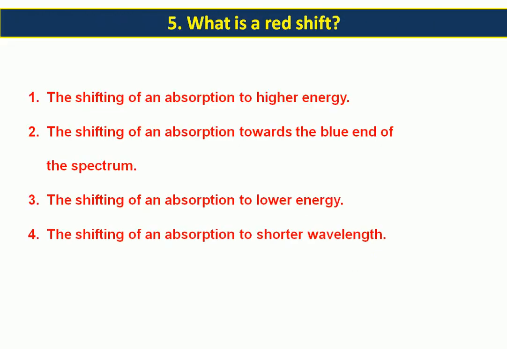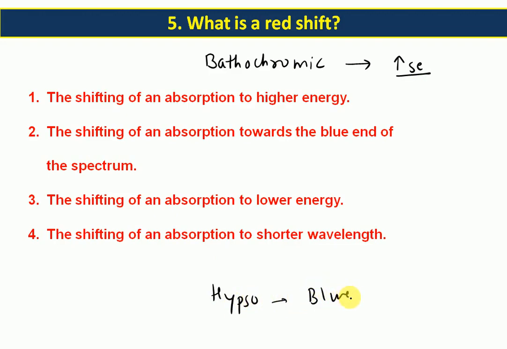Let us go to the question number 5. Question number 5 is, what is the redshift? And various options are given. Let me clear one thing here. Redshift is also called bathochromic shift, and it is absorption to longer wavelength, increase in wavelength, decrease in energy. Opposite to bathochromic shift is hypsochromic shift, that is called blue shift, and it is absorption to lower wavelength and increase in energy.